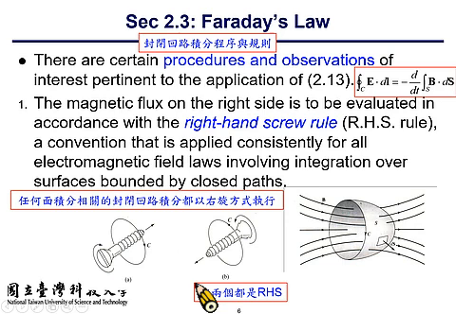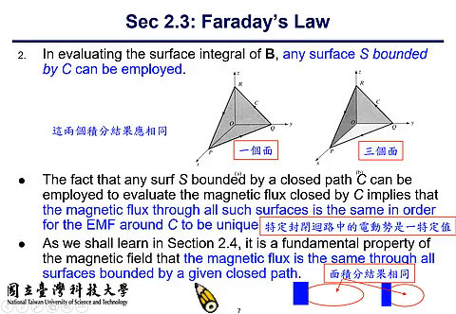All right. So be careful about the right-hand screw rule, which means that if you see a surface with edges, you need to check if it has an indication about the direction of the contour. And as we have seen in the previous slides, as long as the contour is defined, any surface enclosed by the contour can be used for the calculation of Faraday's law.